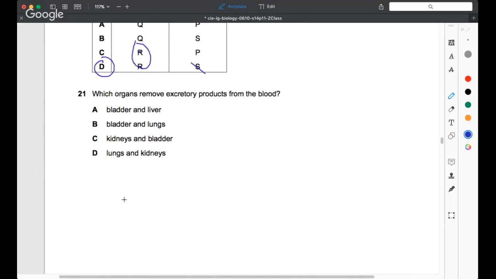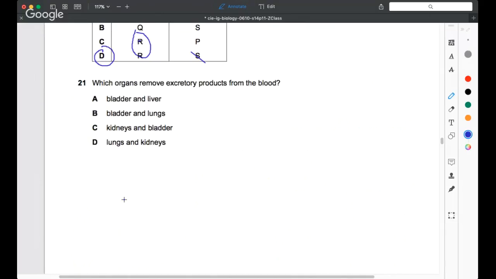Which organs remove excretory products from the blood? So this question is a little bit of a trick question, in that you might think of the bladder, where your urine is stored, and then you remove waste products stored in your urine through the urethra from your bladder. But that's not correct, because it's not the organ that removes it from the blood, it just removes it from your body. It's what stores it before it gets removed from the body. So we can rule out the ones with the bladder in, and then we're left with just this one.